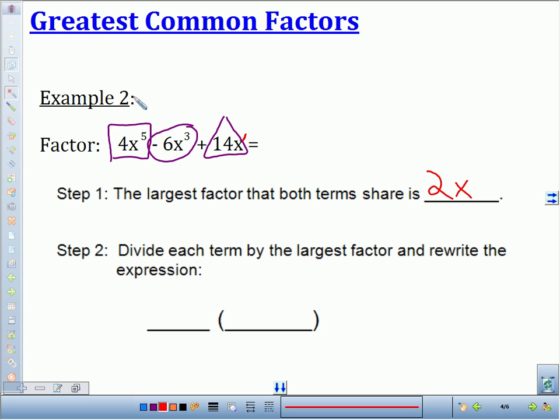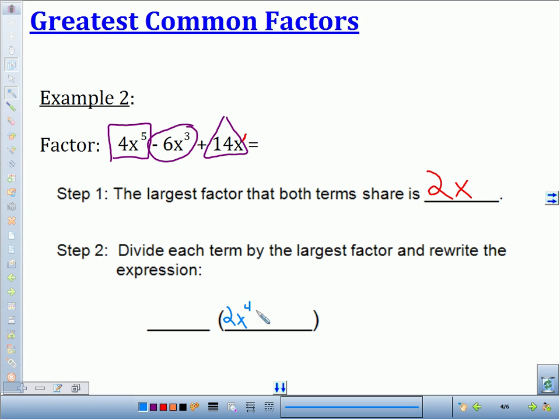Now again, I see that the largest factor I've got going on here is 2x. So I'm going to divide each of my terms by 2x. Now we haven't dealt with dividing exponents, but you have seen it before, and we're going to use that. When I divide 4x to the 5th by 2x, 4 divided by 2 is 2. X to the 5th divided by x is x to the 4th, because when we divide something to the 5th power by that term to the 1st power, we subtract the exponents, and we get x to the 4th.